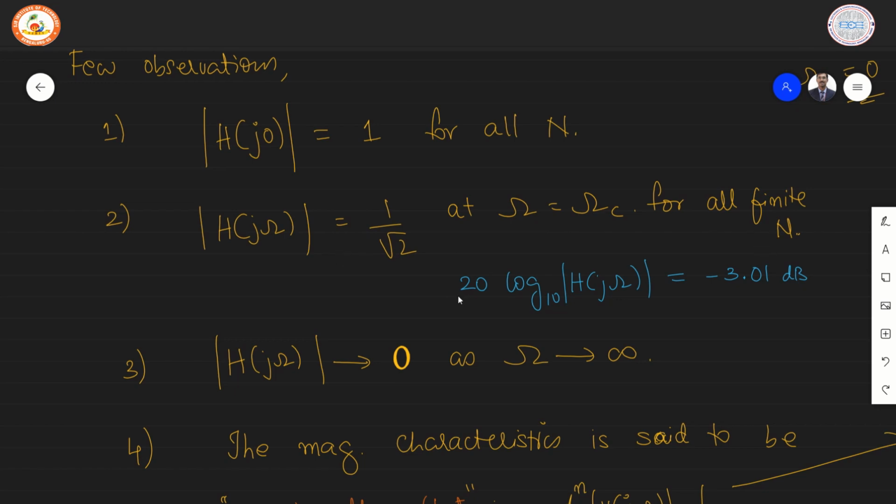Along similar lines, if we are expressing not in the linear scale but in the decibel scale, then we have to take 20 log. So 20 log to the base 10 of |H(jω)| will give you the answer, which is minus 3.01 dB. So please note, the value at omega equal to omega c in the linear scale should be 1 by root 2, and in the dB scale it should be equal to minus 3.01 dB.